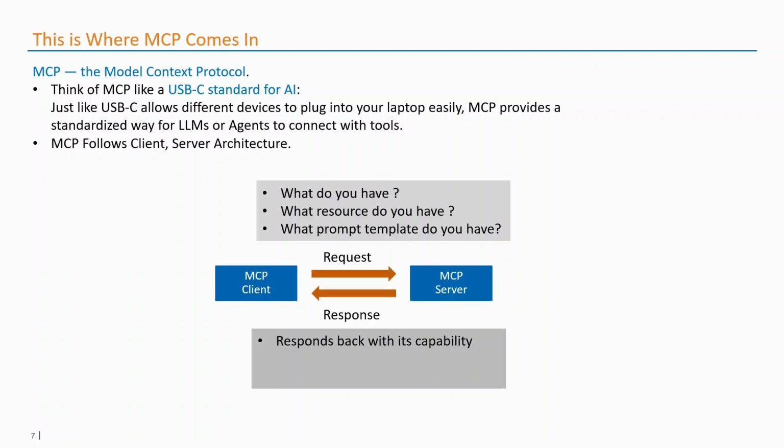The two core components of MCP are the MCP client and the MCP server. MCP basically follows a client-server architecture. Here the client requests the server's capabilities, like what resources it has, what prompt templates it has, what kind of tools it is connected with, etc. And the server responds back with its capabilities.